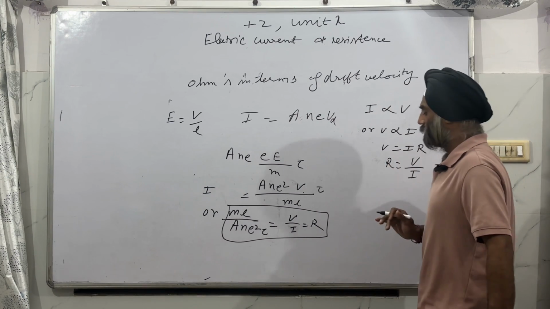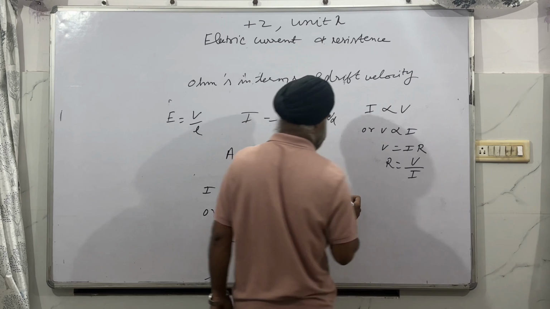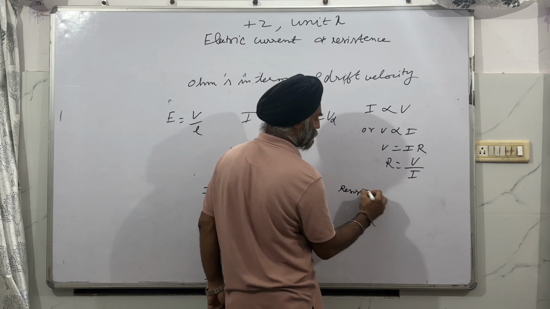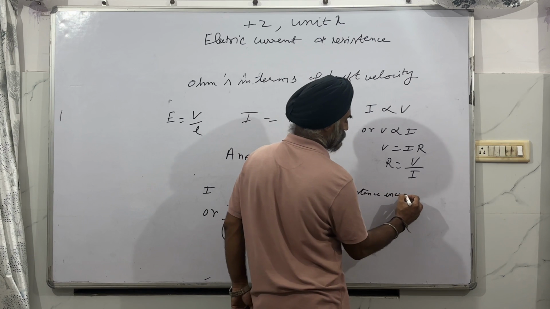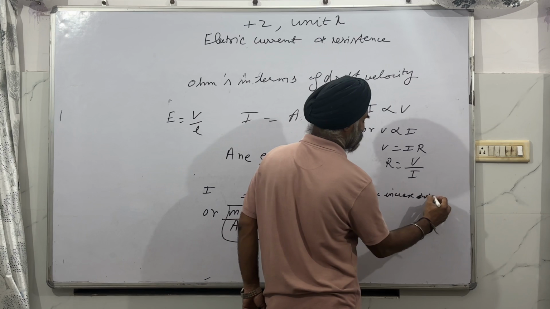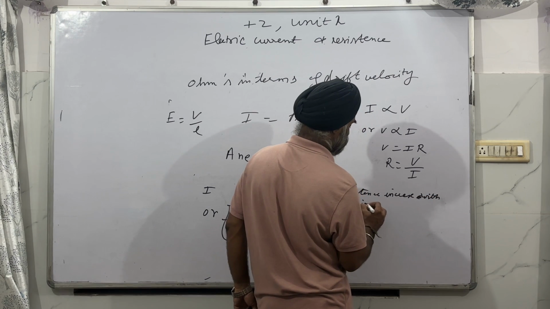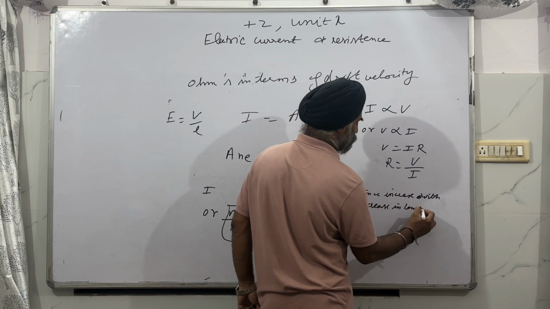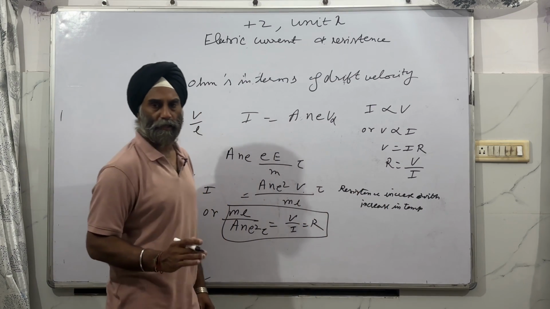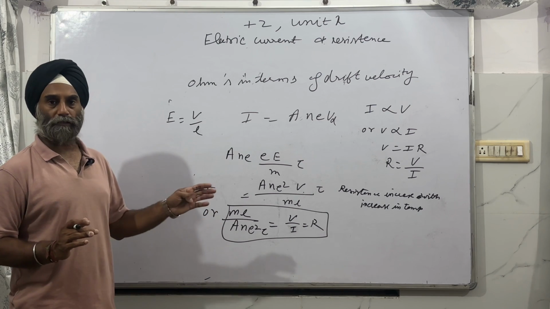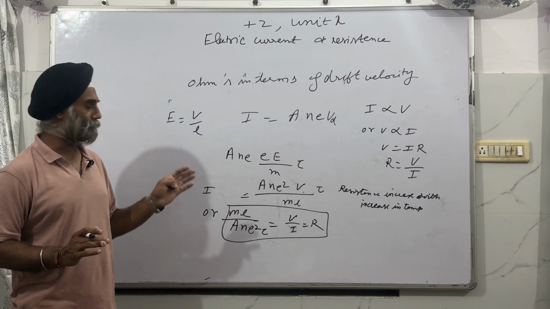When we increase the temperature, resistance increases. As we increase the temperature of the conductor, the frequency of collision of the electrons with the atoms and ions increases.